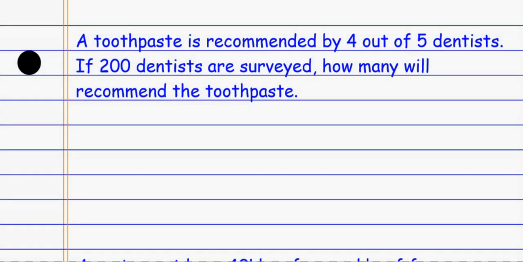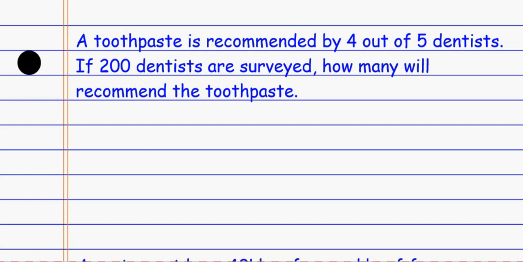Taking a look at this one, it says a toothpaste is recommended by 4 out of 5 dentists. You've probably heard that on commercials at some point. 4 out of 5 dentists recommend it. If 200 dentists are surveyed, how many will recommend the toothpaste then? And so the idea here is proportionality, all right? If 4 out of 5 dentists are going to recommend it, well, then how many out of 200 should we expect to recommend it, okay?